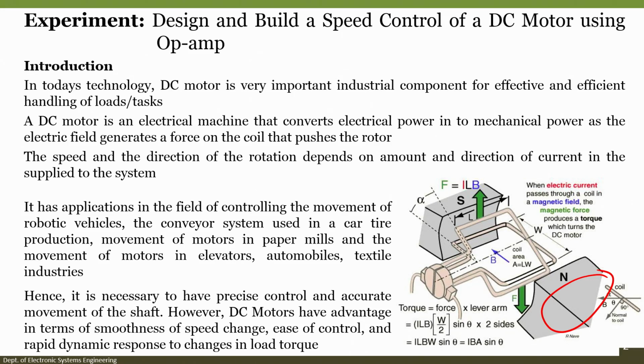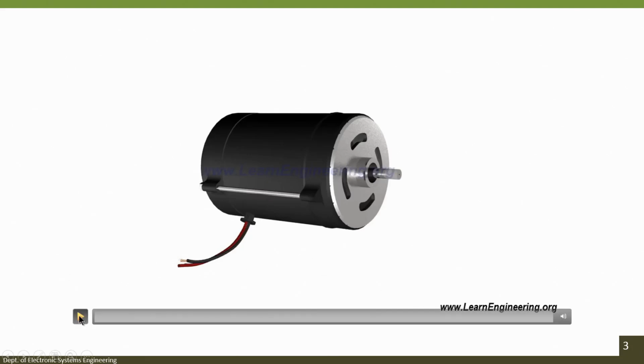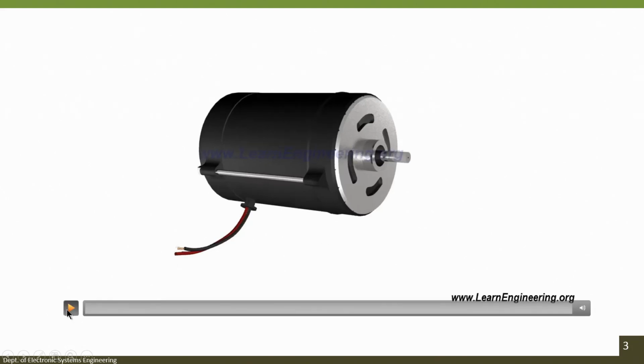However, DC motors have advantages in terms of smoothness of speed change, ease of control, and rapid dynamic response to changes in load torque. This is a schematic where you can see that when an electrical current passes through a coil, a magnetic field is produced, which turns the motor because of the torque generated. If I show you the video, you will understand more about what exactly a DC motor is and how it works. Let me play the video.